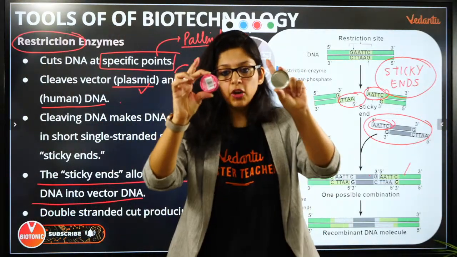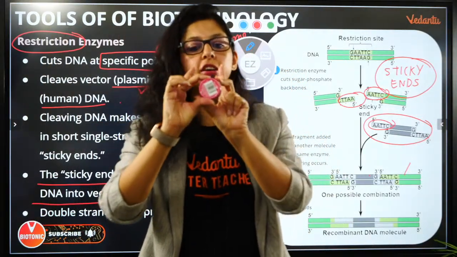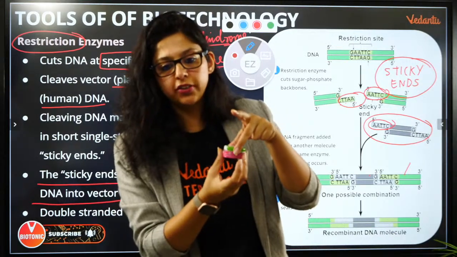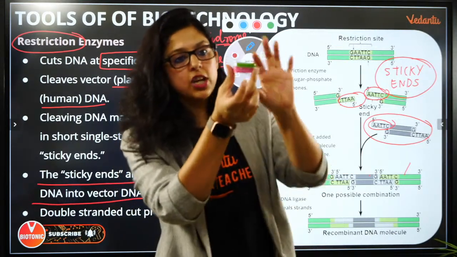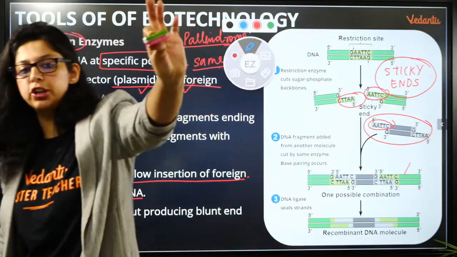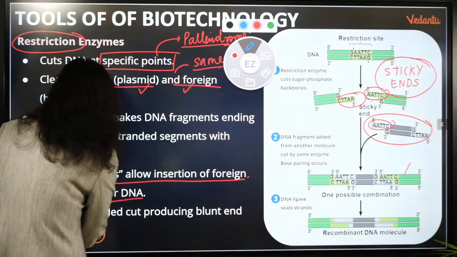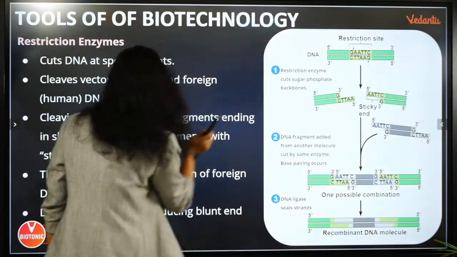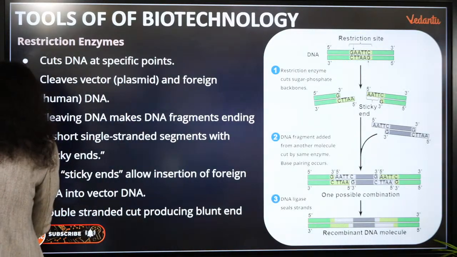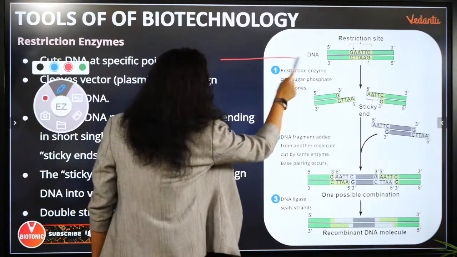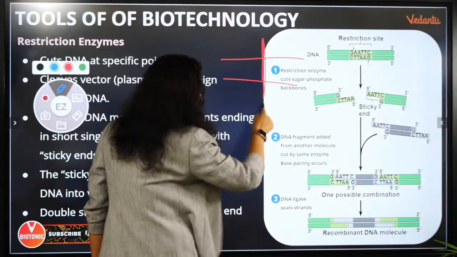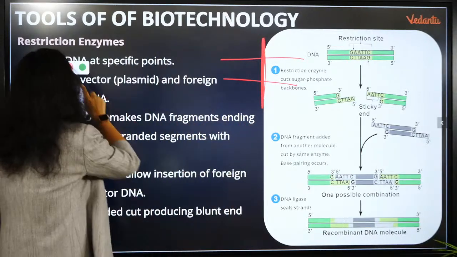Just like, see, now they're going to be complementary to each other. They are different, see the color change, but they're going to be complementary to each other, so I can combine it. Double stranded, अगर मैंने ऐसे cut किया होता, now if I cut it like this is very important, these come in examinations. If I cut it like this, then I get blunt ends.